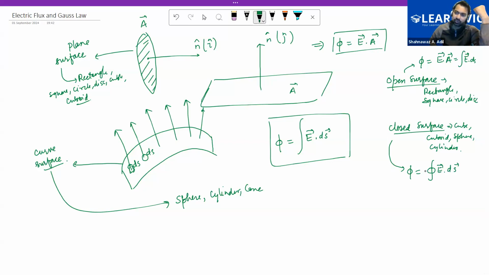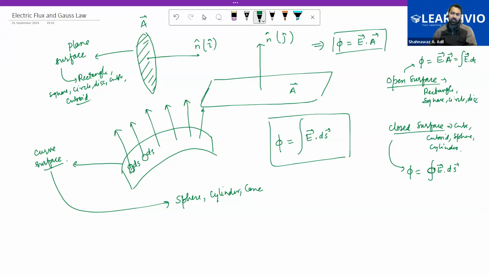What does this closed mean? Closed means that your surface, or this sphere, is a closed one, right? For example, you have a cuboid. All those cuboids have six surfaces and they are closing, right? You cannot find an opening in that surface.